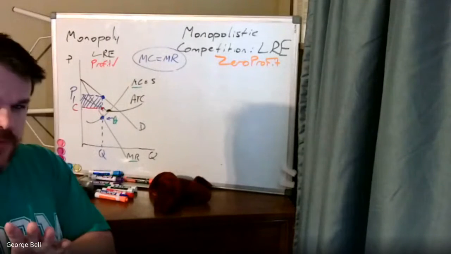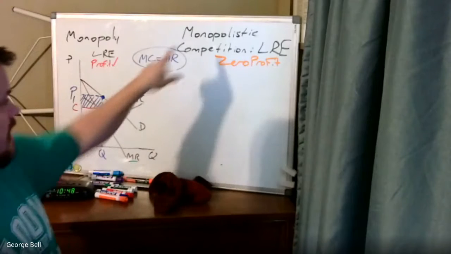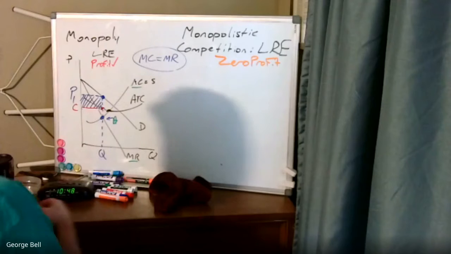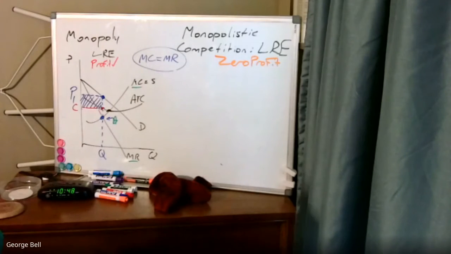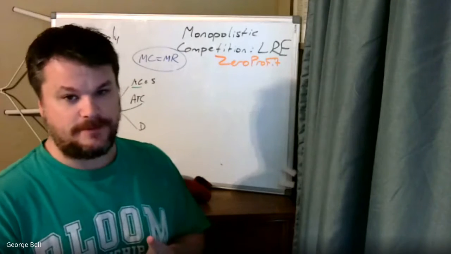So it's close to perfect competition in talk and on paper, but when we graph it, monopolistic competition is actually very similar to monopoly. The reason for that is the fact that the differentiated product creates the illusion of monopoly.